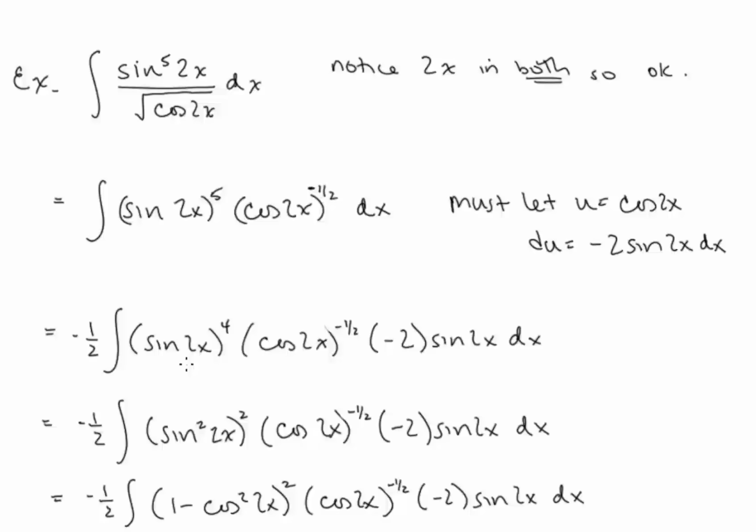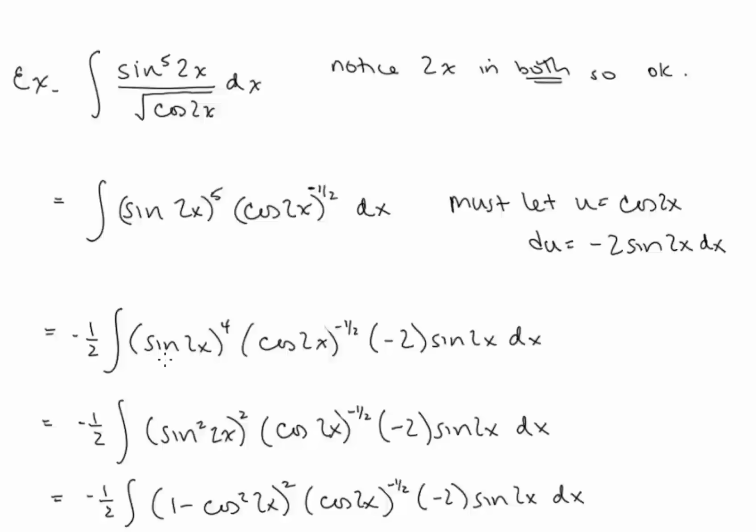So now we're here. And now, how are we going to get this sine 2x to the fourth power in terms of cosines? We need to be able to write all of this in terms of u. Here we have u to the negative 1/2. This is du. How are we going to get this in terms of u? We need to use a trig identity here to get this in terms of cosine 2x.